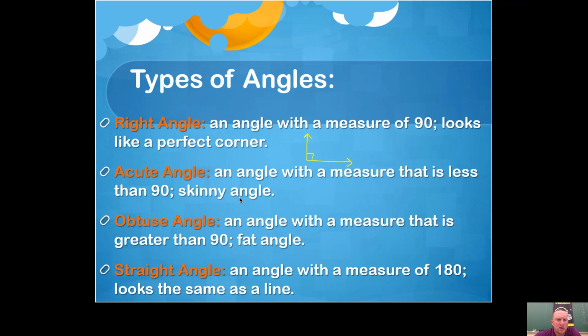Acute angles have a measure that is less than 90. It looks like a skinny angle. So if this is 90 degrees, an acute angle is going to fit inside of that angle. An obtuse angle is an angle with a measure that is greater than 90, so it's not going to fit inside of this angle. An obtuse angle would be open wider than a right angle. It would look like this.